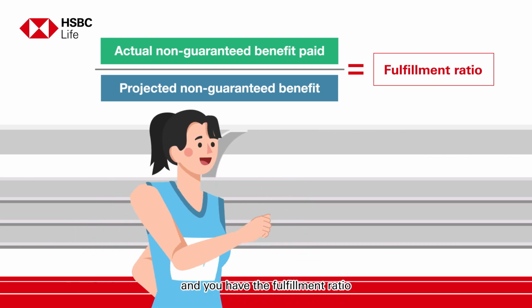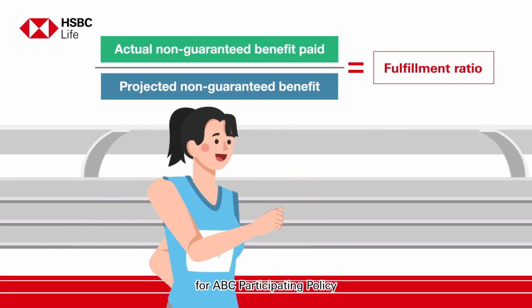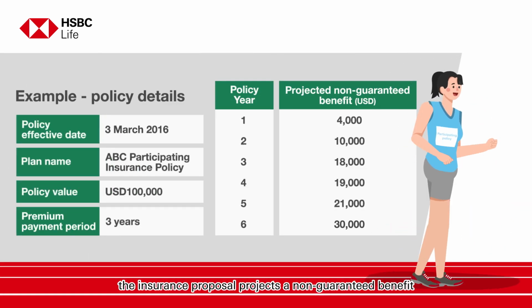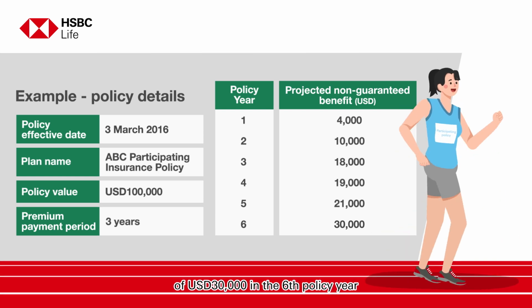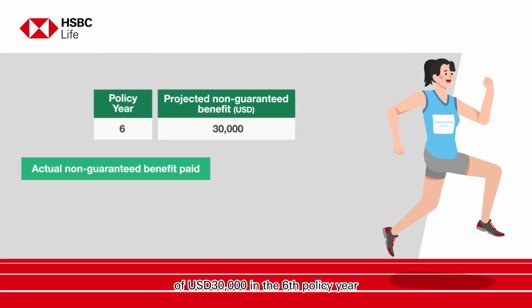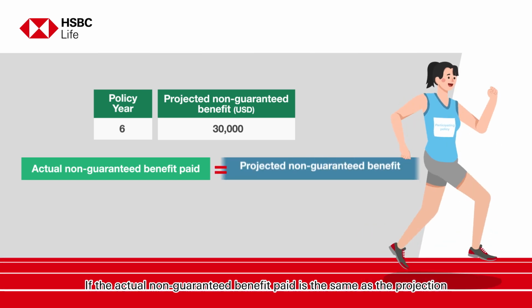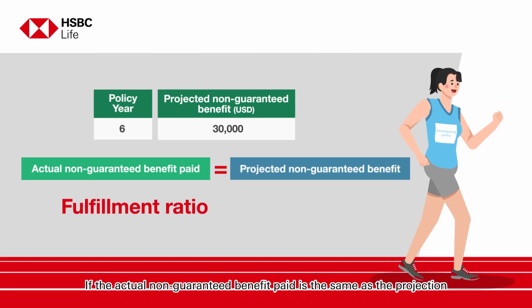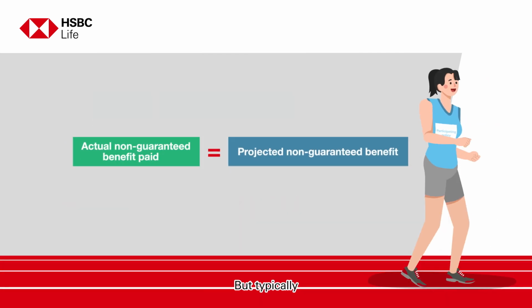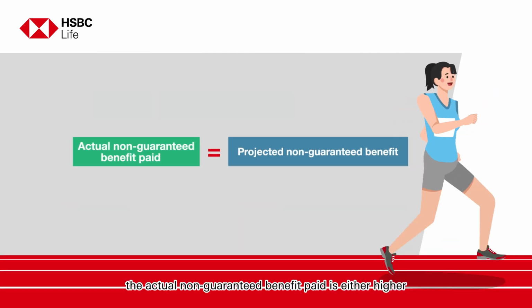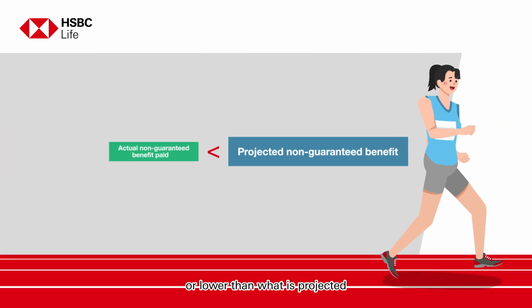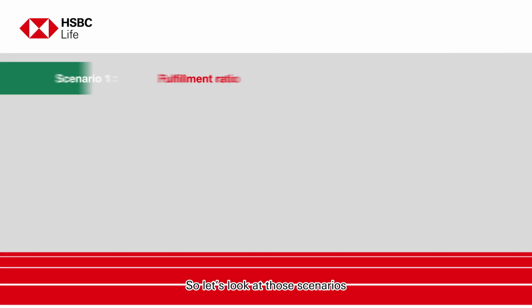Let's assume for ABC participating policy, the insurance proposal projects a non-guaranteed benefit of $30,000 in the sixth policy year. If the actual non-guaranteed benefit paid is the same as the projection, the fulfillment ratio would be 100%. But typically, the actual non-guaranteed benefit paid is either higher or lower than what is projected. So let's look at those scenarios.